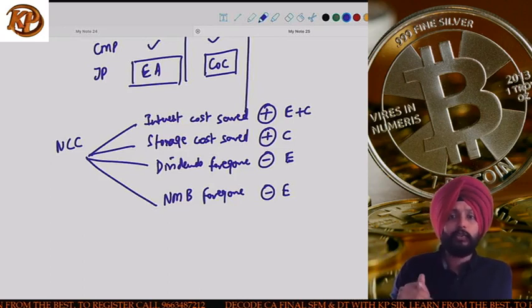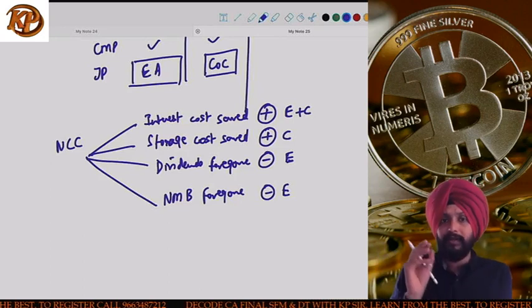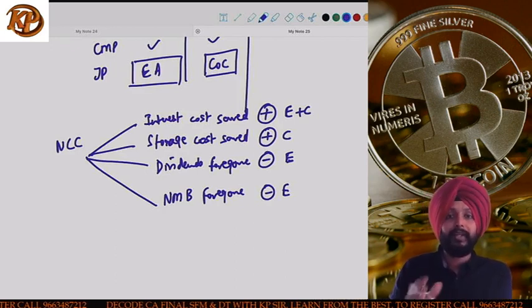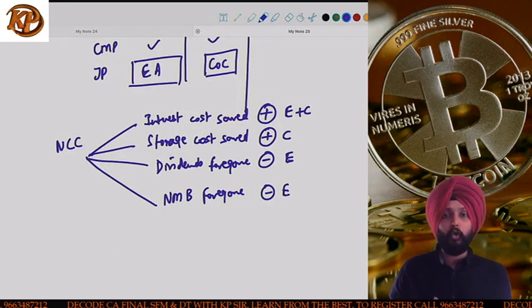Non-monetary benefits, there is no standard methodology for calculating it. The amount of it will be given if they give. Generally they don't give, but if they give, then you need to subtract it, and again it will be applicable only in case of equity.